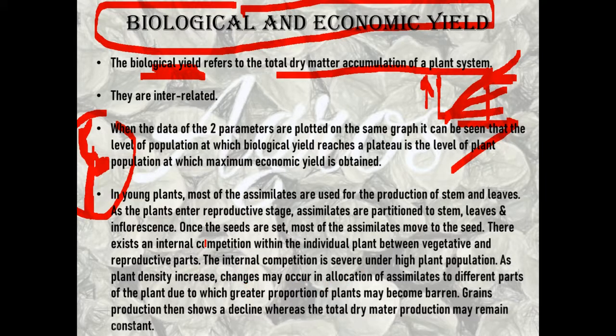Due to this, we can often see that in the reproductive stage most of the plants are barren, meaning the leaves have drooped down and fallen off. This leads to a decline in the individual dry matter production. But as a whole, the total dry matter production may remain the same or may change or increase.